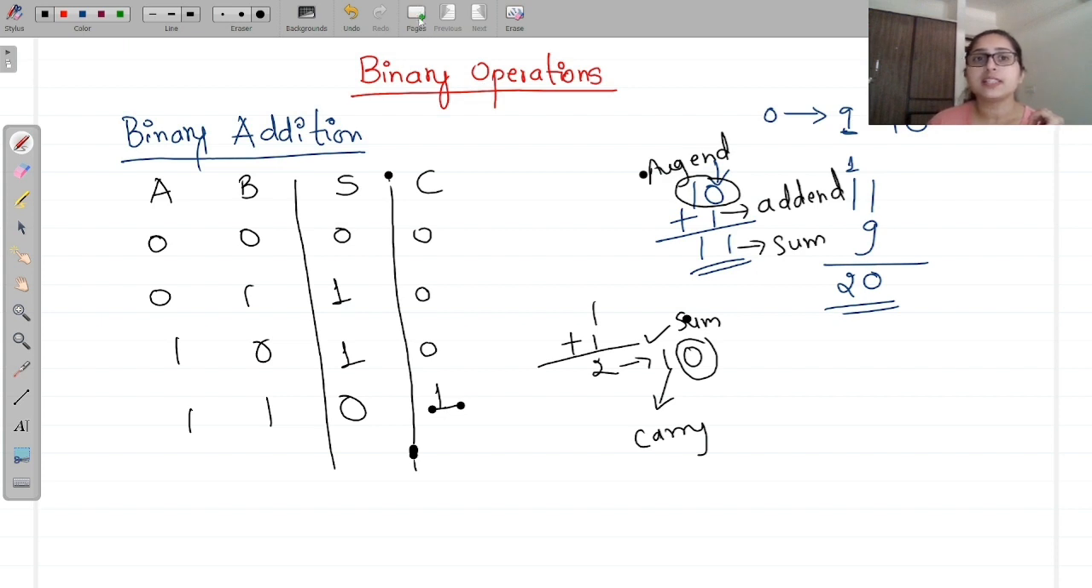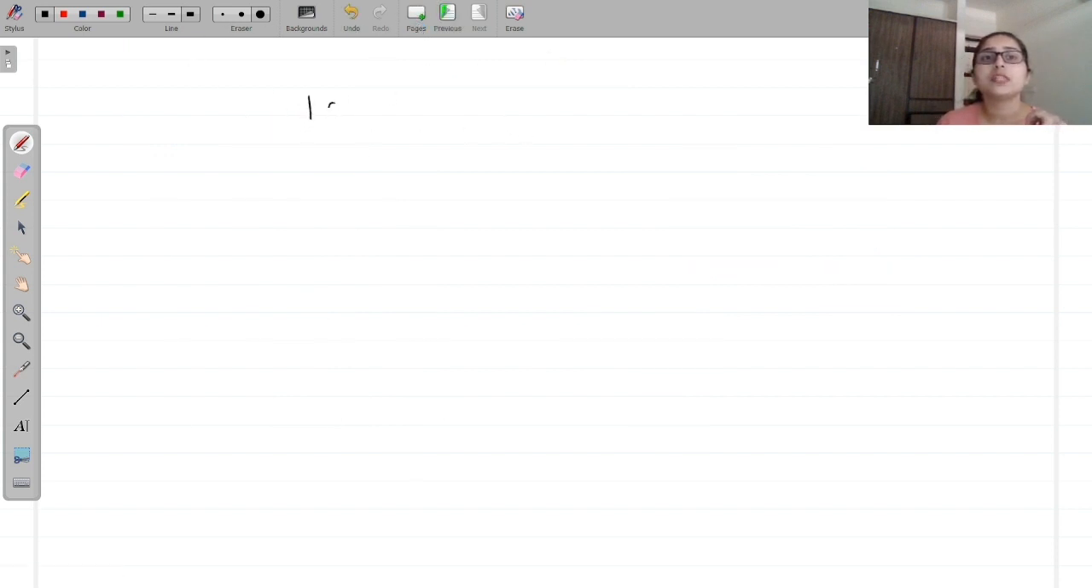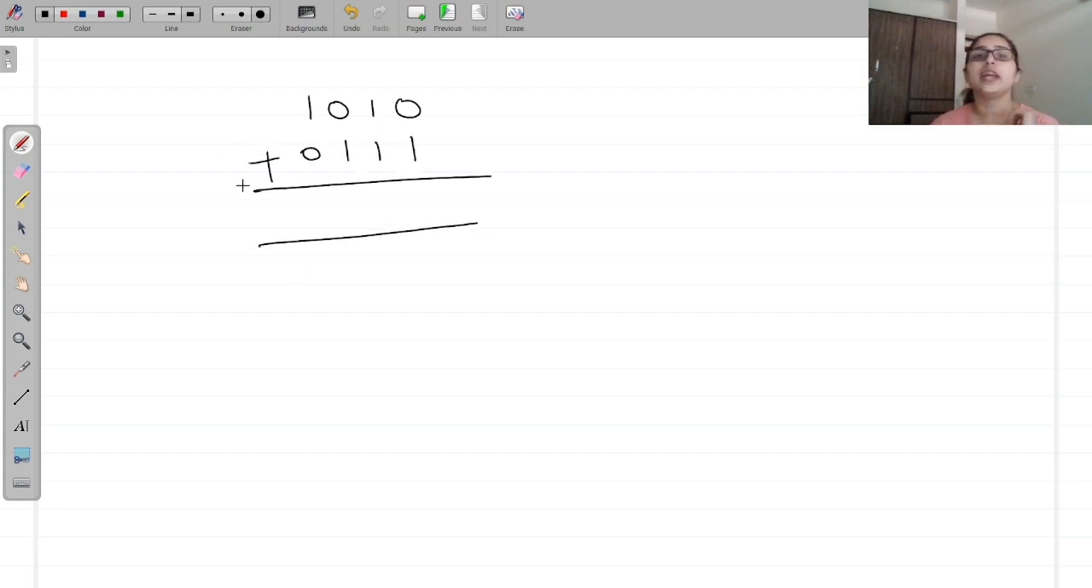Now let us see some problems. Suppose I take 1 0 1 0 and 0 1 1 1. How are you going to perform binary addition on these two numbers? We have to start with the least significant bit, the LSB. 0 and 1, according to the binary addition rules, the sum is 1. 1 and 1 is 2, that is 1 0, where 0 is the sum and 1 is the carry.